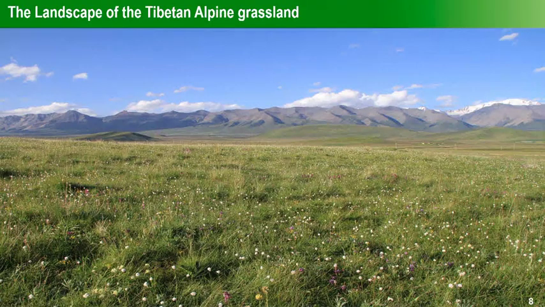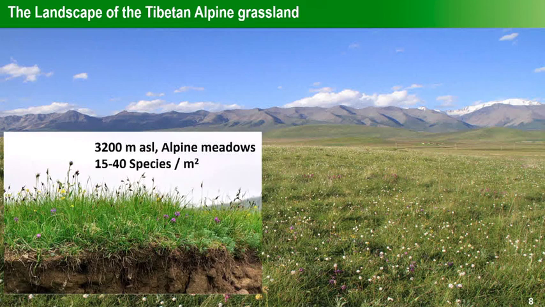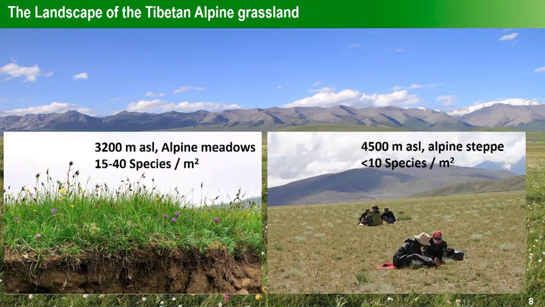And this is the species-rich alpine grassland. Some grassland is very diverse, depending on the altitude. From 3,000 to 4,200 meters, this alpine grassland we call steppe. It's very species-rich, about 15 to 40 species per square meter. But at high altitude, about 4,500 meters, we call this alpine steppe. It's a little bit drier, so the species are not as diverse, but there are still several dominant species, about 10 species per square meter.